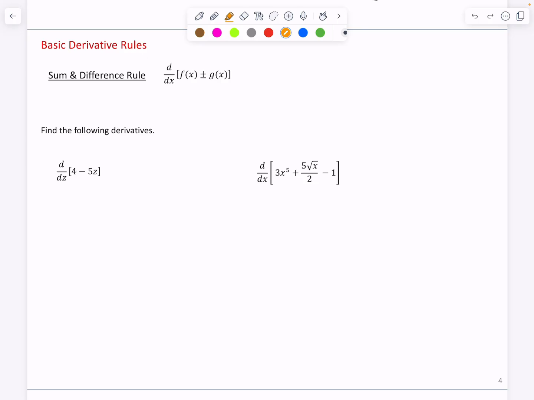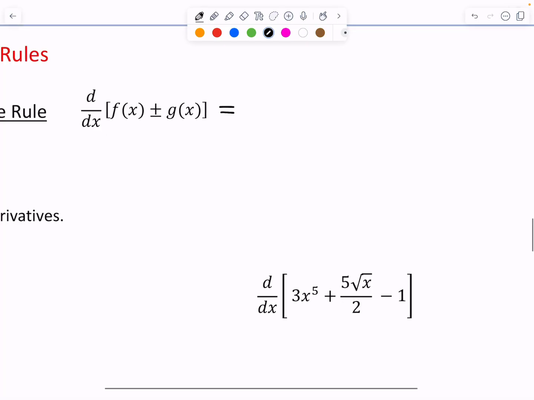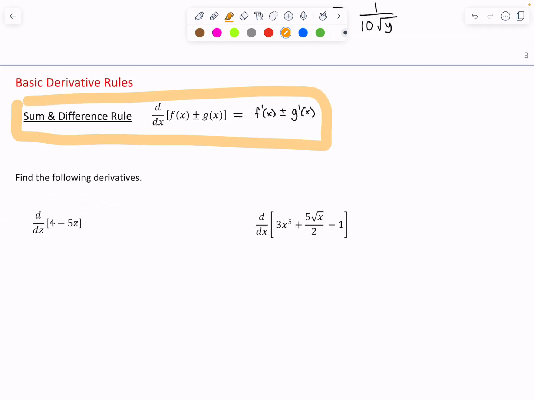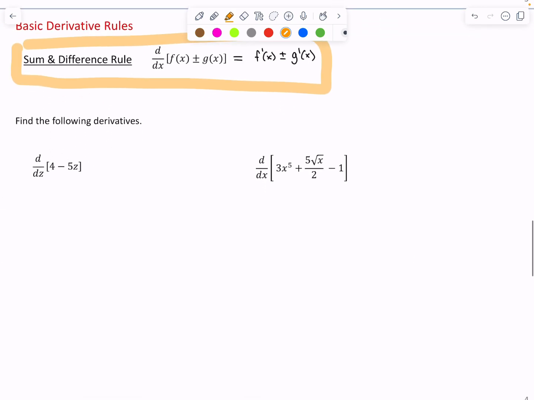Okay, the sum difference rule. If you differentiate some function plus or minus some other function, it turns out that you can differentiate these functions separately, giving you f prime of x, and then plus or minus, this sign would match whatever sign is there, and then differentiate the g function separately. We'll leave off the proof of this, but it's quite easy to show. So another rule to eventually memorize, find the following derivatives.